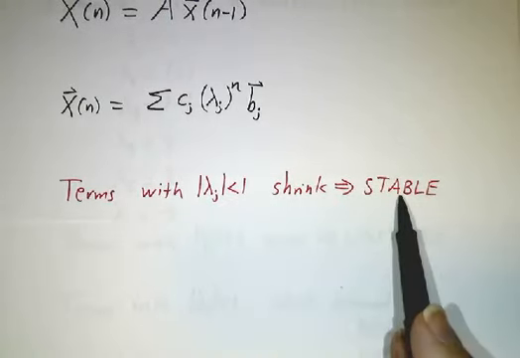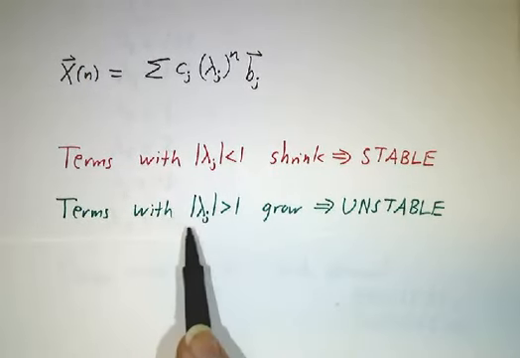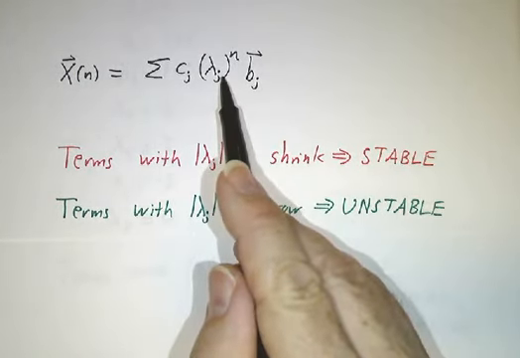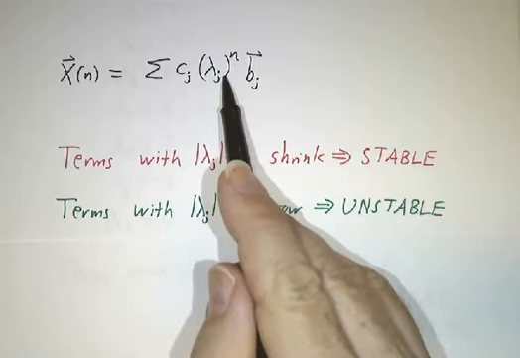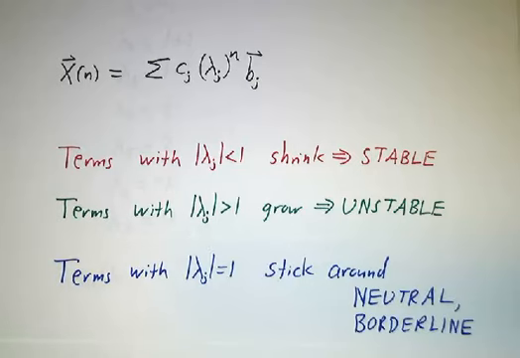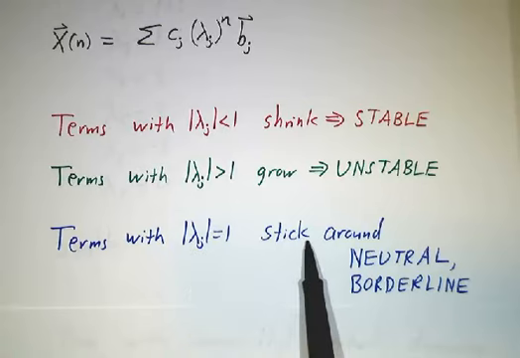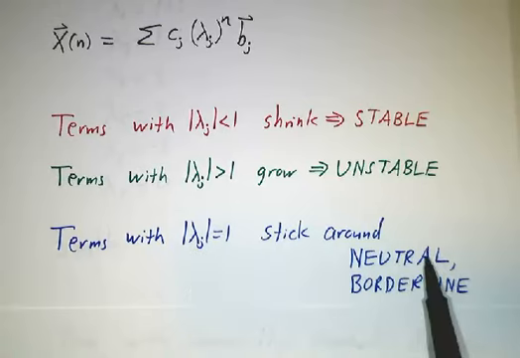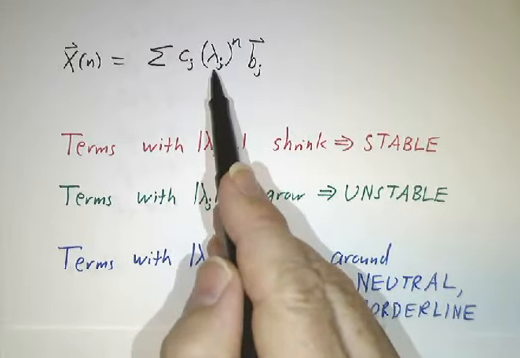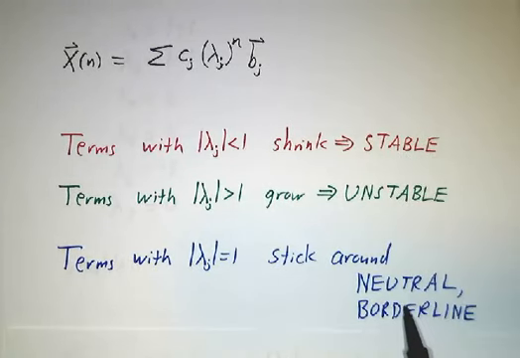Our term for things that shrink is we're going to call them stable. And any term that has an eigenvalue bigger than 1 is going to grow. If you take 3 to the n or negative 2 to the n or 5 to the n, these get bigger and bigger. And those are unstable. And if you have a term whose eigenvalue has size 1, then it sticks around. It doesn't grow, it doesn't shrink. We call them neutral or borderline. So every term in this expansion we're going to call a mode. We have stable modes that shrink, unstable modes that grow, and neutral modes that stick around.